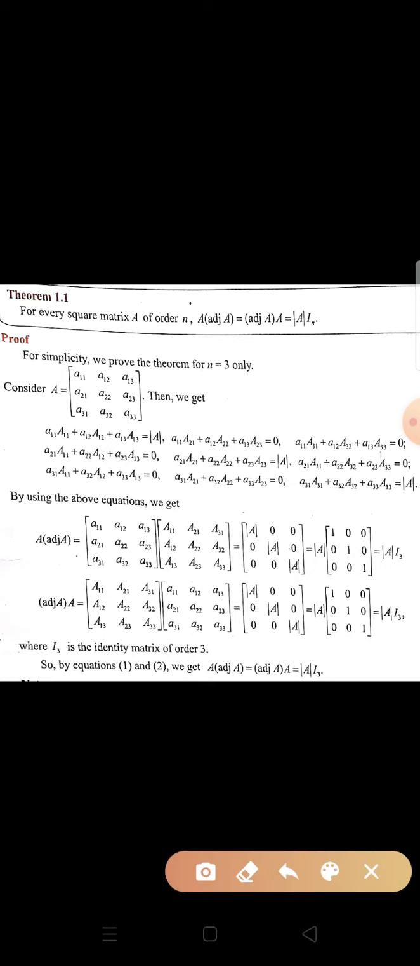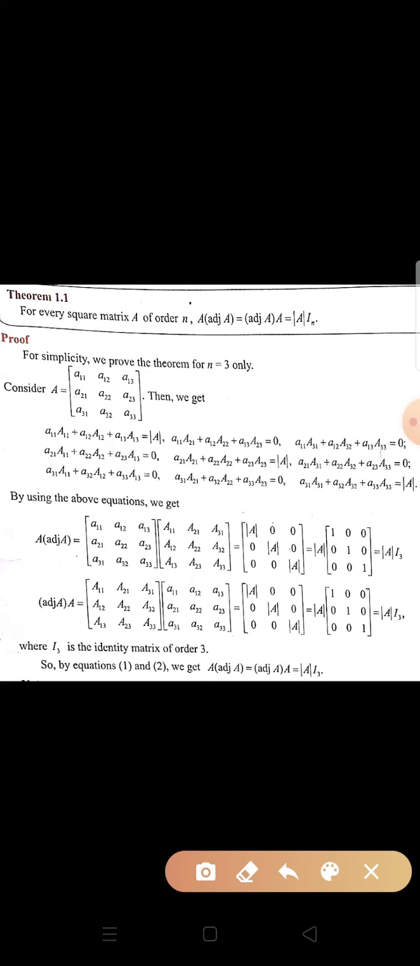Good morning, students. Now we are going to discuss three theorems. First theorem: for every square matrix A of order n, A into adjoint A is equal to adjoint A into A, which is equal to determinant A into In. In means the unit matrix of order n. You know this already.